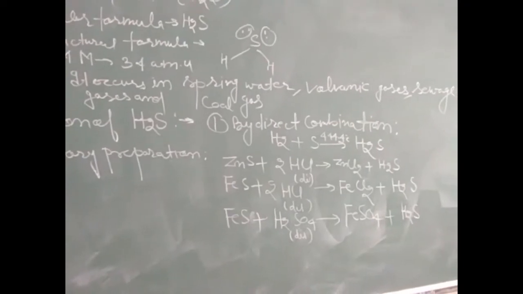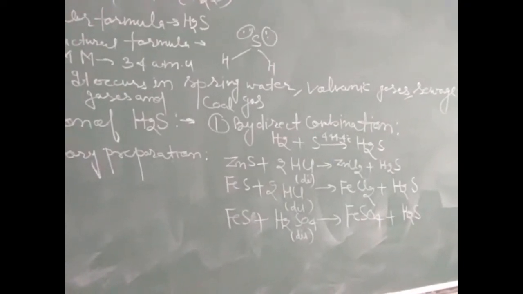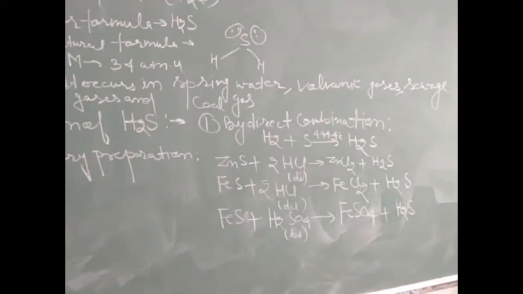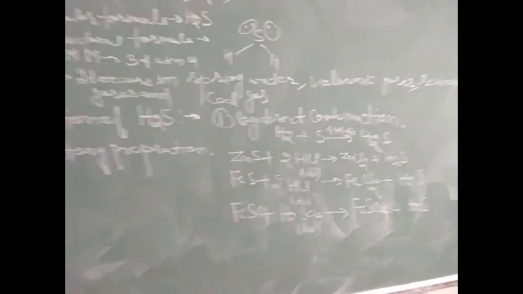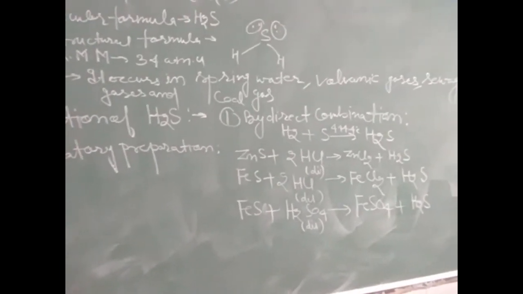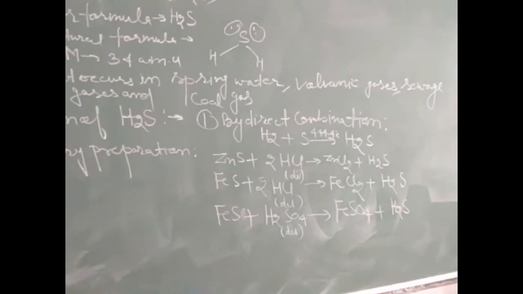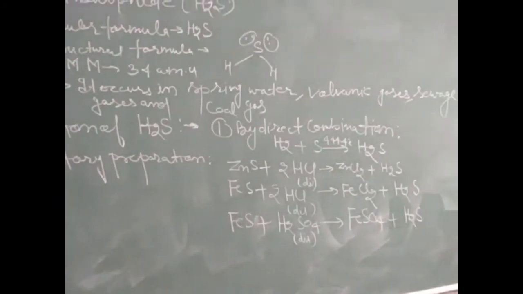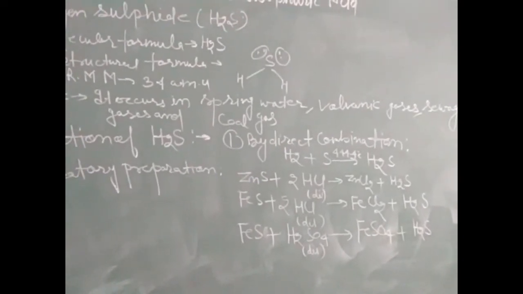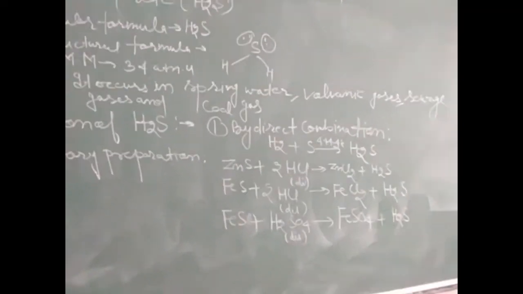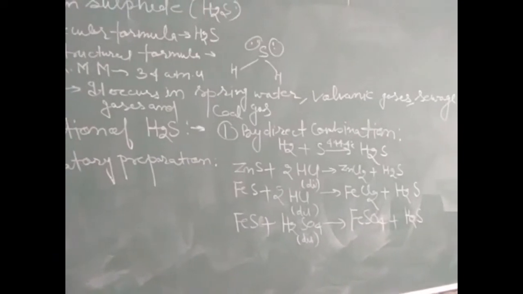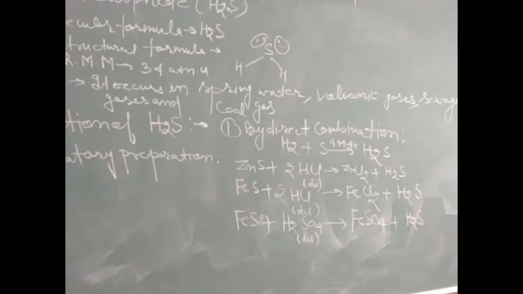Again, iron sulfide treated with dilute sulfuric acid forms ferrous sulfate and hydrogen sulfide gas. We know that during preparation of hydrogen sulfide gas, ferrous sulfide is preferred because it is cheaper and easily available. So in laboratory preparation we generally use ferrous sulfide for the preparation of hydrogen sulfide gas.